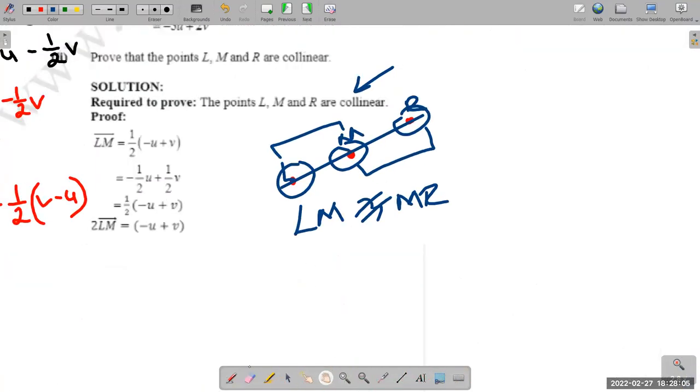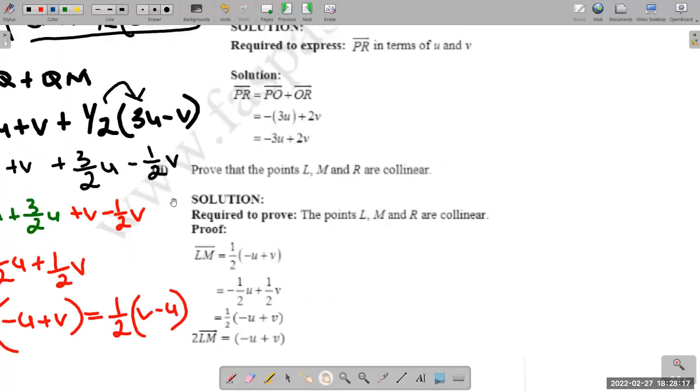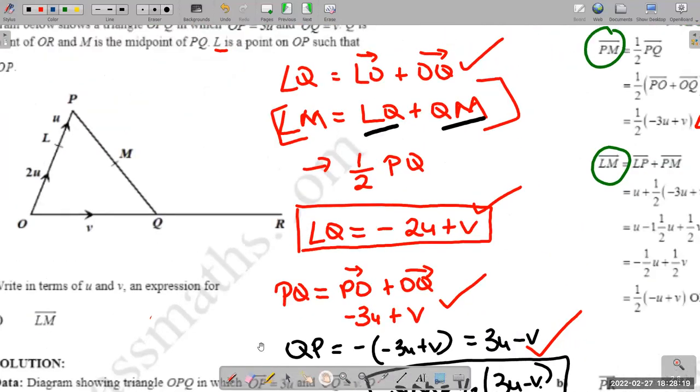Let's be more specific to the question, because they ask for specific points. What are the specific points they want us to prove? L, M, and R. So let's go back to the picture. Always go back to the diagram. L, M, and R. If you take your ruler and you connect them, you realize they are on the same line. You already know that they are collinear. Agree or disagree?